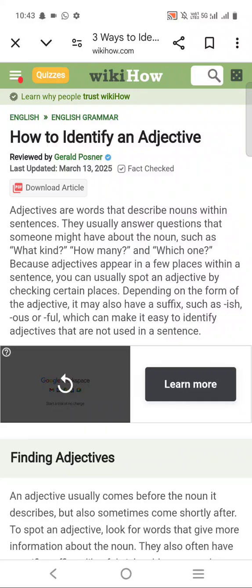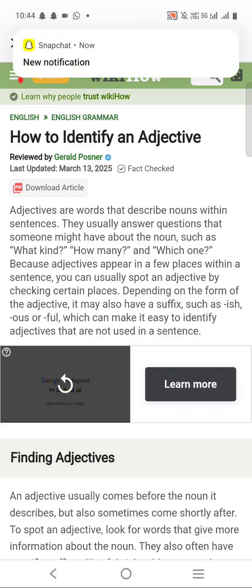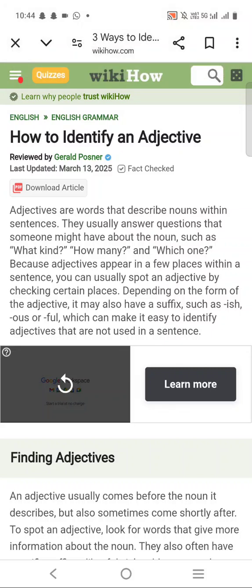How to identify an adjective? Adjectives are words that describe nouns within sentences. They usually answer questions that someone might have about the noun, such as what kind, how many, and which one. Because adjectives appear in a few places within a sentence, you can usually spot an adjective by checking certain places.